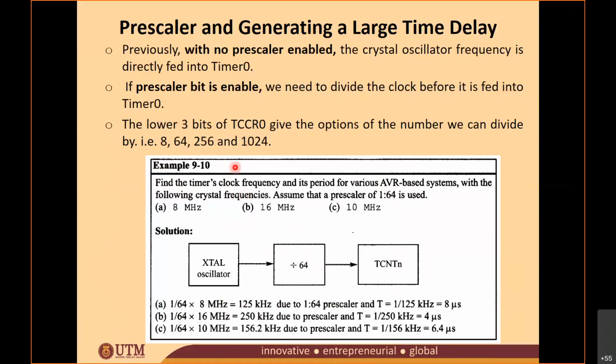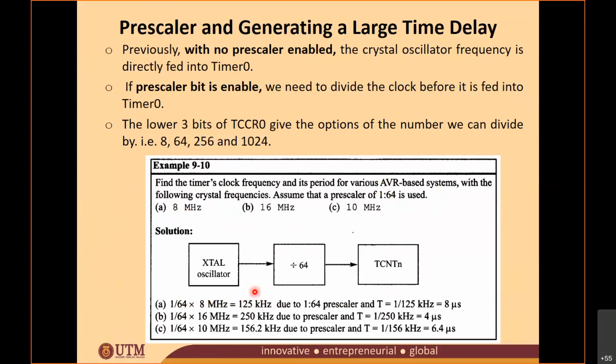Okay, for example here, find the timer clock frequency and its period for various AVR-based systems with the following crystal frequency. Assume that a prescale of 64 is used. A, 8 megahertz. What you're going to do is divide it by 64 because you're using the 64 prescaler. So 8 megahertz divided by 64, you will get a new F.